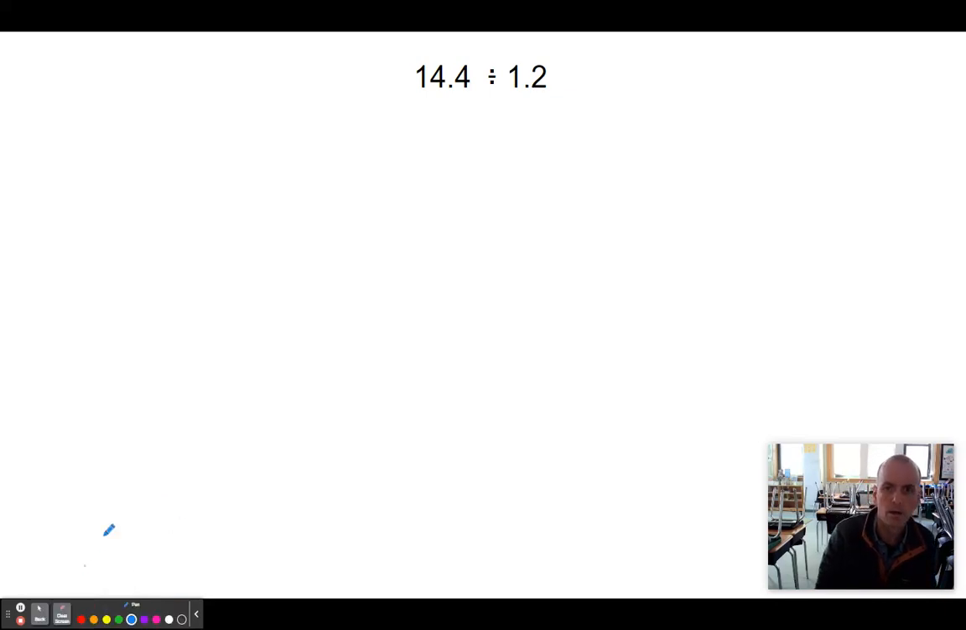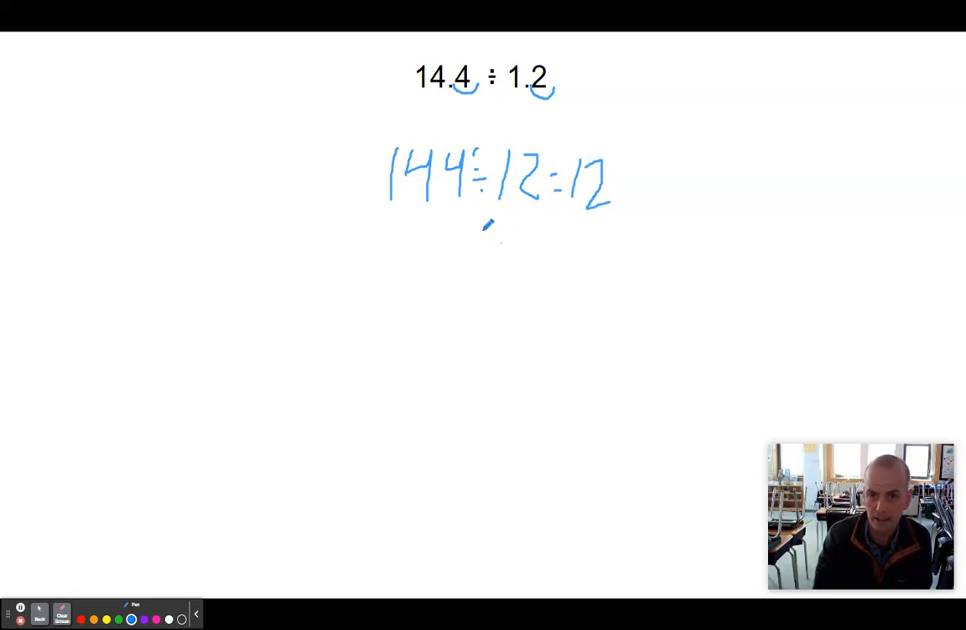Let's do another one. 14.4 divided by 1.2. Start here. I need to move the decimal 1 place to get it out. Get out! 14.4, 1 place to get it out. So 144 divided by 12 equals 12. And if you read it, it sounds normal. 14 and 4 tenths divided by 1 and 2 tenths equals 12. Okay. Or 144 tenths divided by 12 tenths equals 12. That makes more sense. Okay.